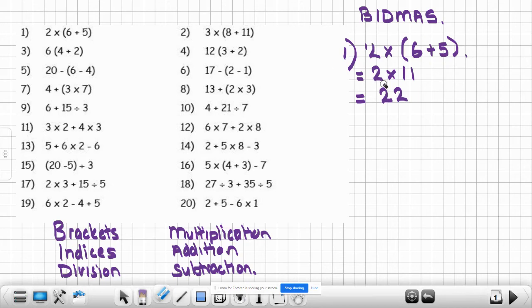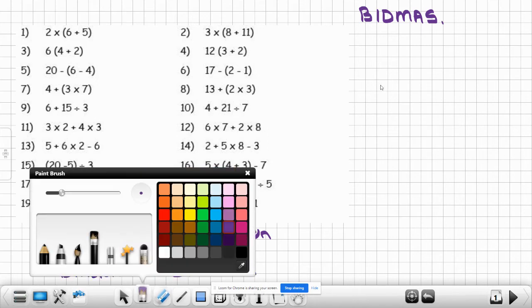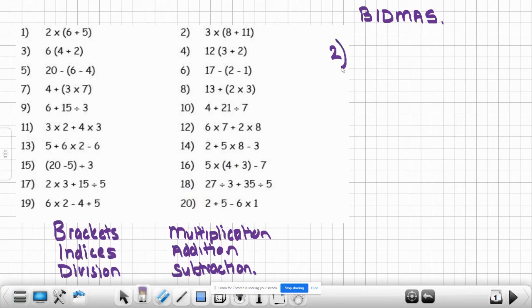Okay, let's have a look at question number 2. So question 2 is 3 multiplied by, and then in brackets we've got 8 plus 11. And because they're in brackets, I'm going to deal with them first. So I'm going to leave the 3 multiplied by as it was, and then I'm going to work out 11 plus 8 gives me 19. So I have now got to do 3 times 19.